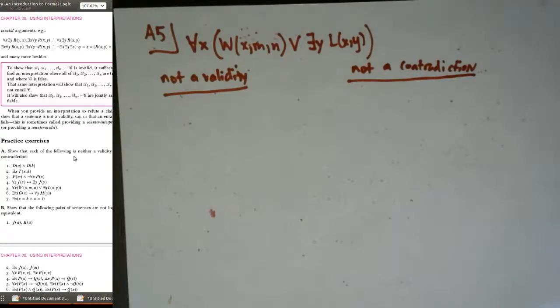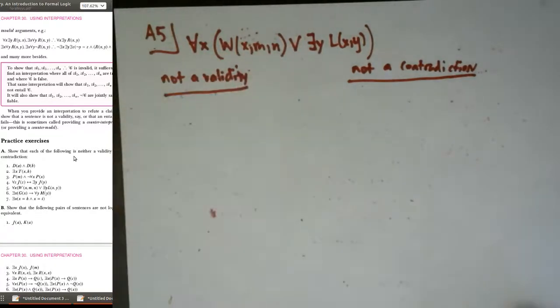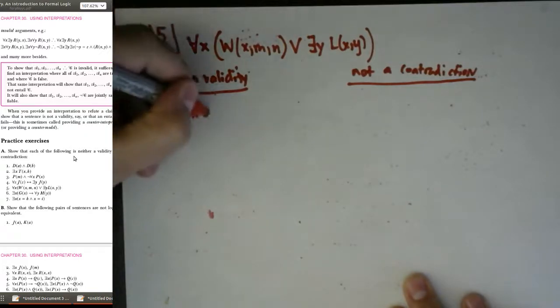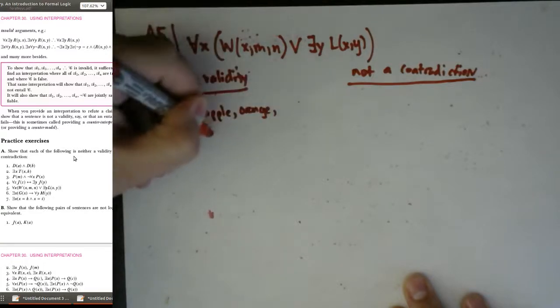Now we have an or in here, and the only way we're going to get a false is if both of those two things end up being false in our interpretation. So maybe we'll pick three elements. Okay, so let's do something like this. Domain: let's say the domain is apple, orange, and banana.